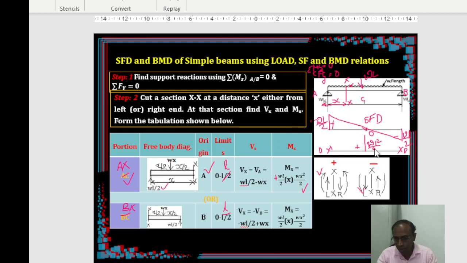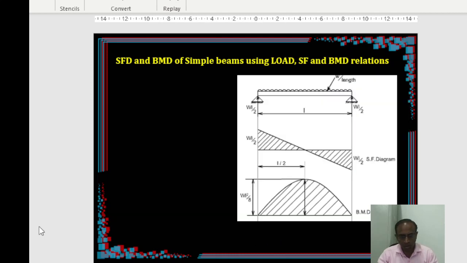Now how to join? Look at the equation. The equation is going to be a second order equation, a parabolic. So join with a parabolic curve. That's all. That is your bending moment diagram. Okay. So now, exact to the scale, this is how it looks like. WL by 2 and WL by 2 on the plus side here and then the negative side here, and a parabolic curve with a maximum ordinate of WL square by 8.